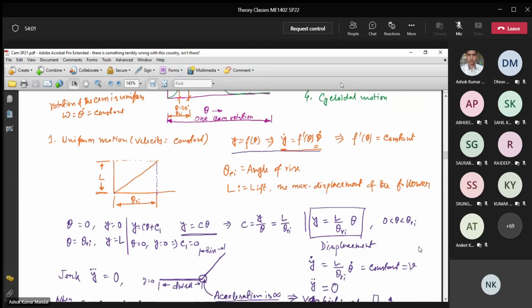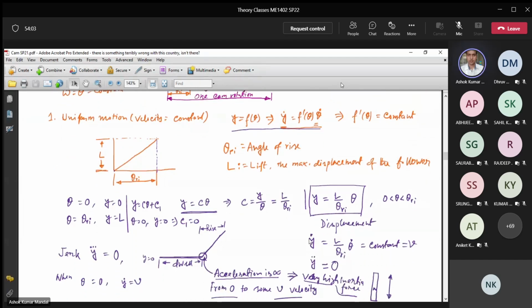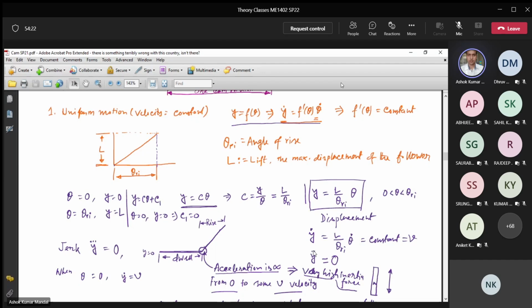If you take the derivative of that, y dot equals L by theta Ri into theta dot. Obviously, this is a constant. This is the uniform velocity motion of the follower. Now, if you take another derivative, since this is constant, the acceleration equals 0. What about jerk? If you take another derivative, obviously that is also 0.